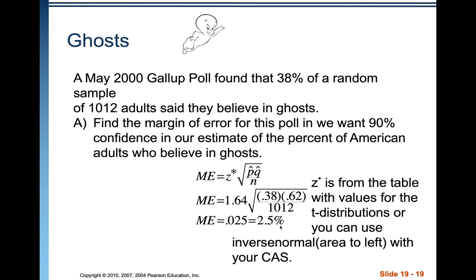Our critical value, because it's 90%, is 1.64, which you can get from the table with the values for the t-distributions, or you can use inverse normal area to the left with your CAS. That's going to be the 1.64 times the square root. We actually have the sample proportion, so 0.38 times q hat. That's always 1 minus p hat, so 0.62 over 1012. And so we get 0.025, which is 2.5%.